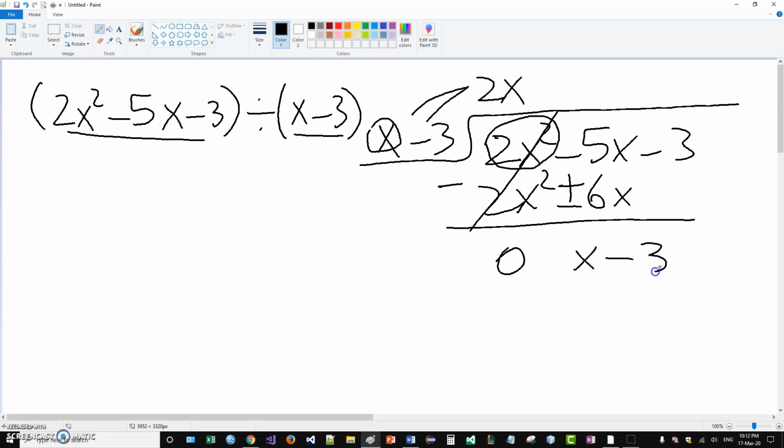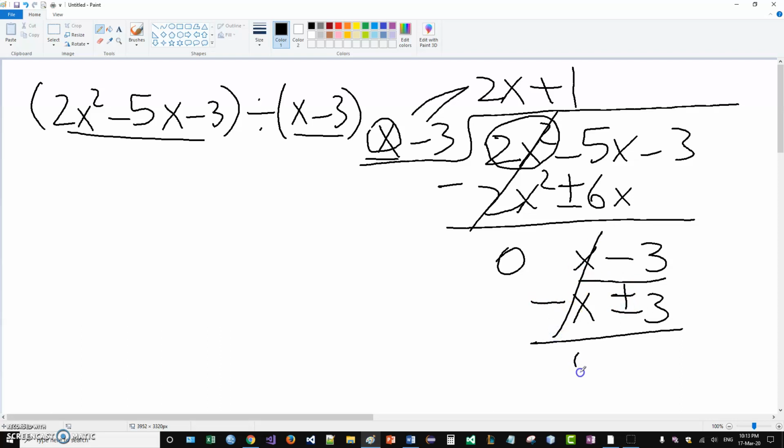And then minus 3. Now you divide x minus 3 by x. So x divided by x is plus 1. Now 1 times x is x. 1 times minus 3 is minus 3. Reverse the sign. So x minus x is 0. Minus 3 plus 3, 0.